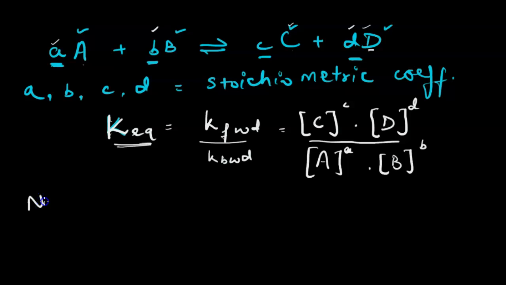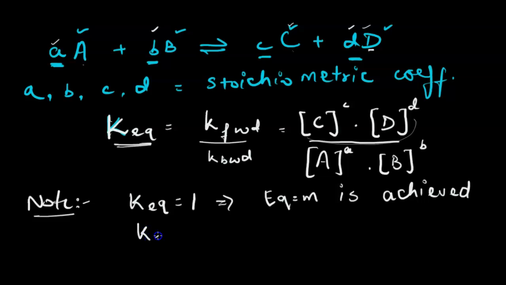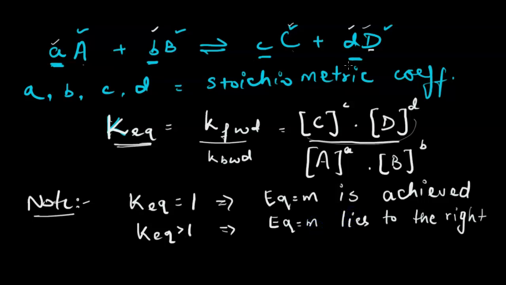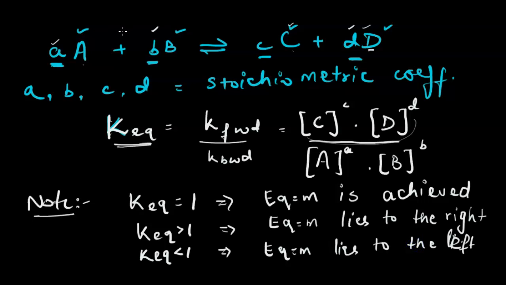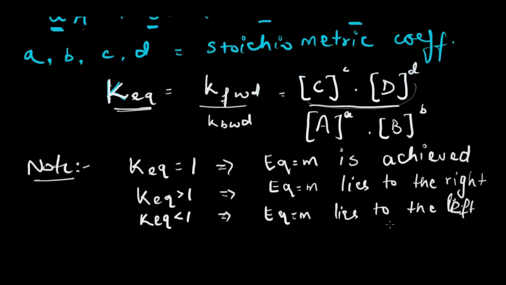Now one more thing to note is that if K equilibrium is equal to 1, this is going to be equal to 1 when the numerator and the denominator are equal. Or we can say the equilibrium concentrations of the products and the reactants are equal. That means this is the state of equilibrium, so equilibrium is achieved. If K equilibrium value is greater than 1, that means equilibrium lies to the right side. Or we can say that the system has passed equilibrium. If K equilibrium value is less than 1, that means equilibrium lies to the left side. If equilibrium lies to the left, in other words we can say the forward reaction is favored.